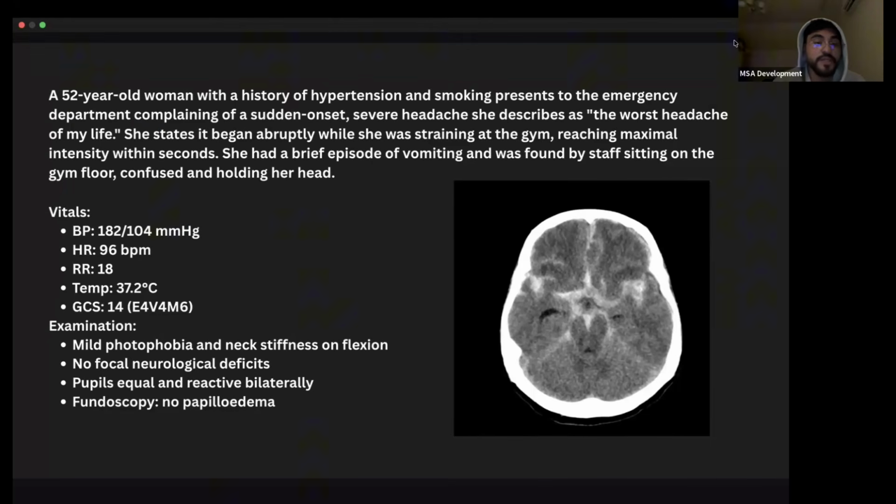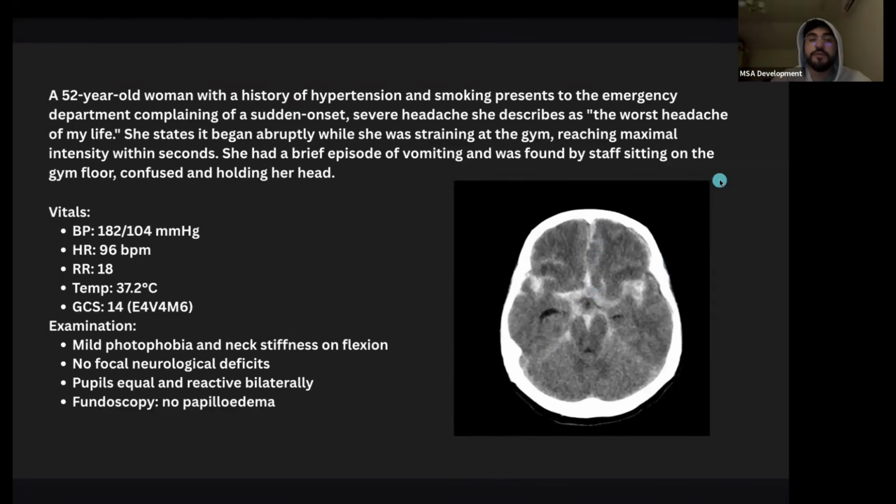Everything else is normal. She had mild photophobia and neck stiffness on flexion, no focal neurological deficits. Pupils are equal and reactive, no papilledema. What do you think is wrong with this patient? Look at the scan. If you look at the scan, you see like a star, right? I don't know if you can pick it up. This is subarachnoid hemorrhage, all right?